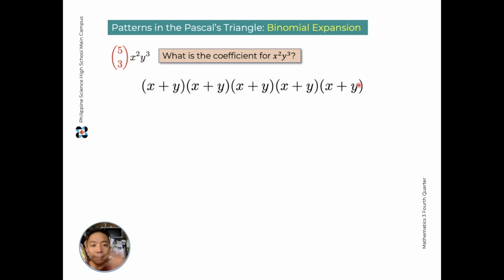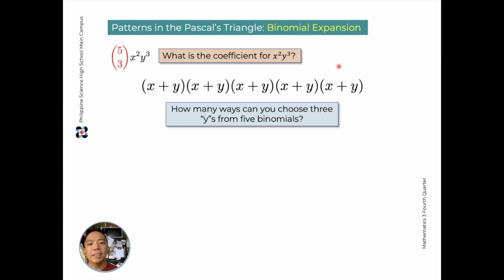So by distributing the terms in the binomials na 5 beses mo minultiply, so ilan lahat yung mapo-form mo na x squared y cubed? Kung ilan yung mapo-form mong x squared y cubed, yun yung magiging kung ilang x squared y cubed yung meron tayo sa expansion, yun yung magiging coefficient nung x squared y cubed na term. But what are you doing? Parang meron kang 5 binomial factors, tapos tinitignan mo kung ilang beses ka makakakuha ng 3 y out of the 5 binomials.